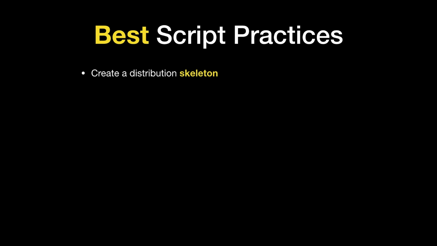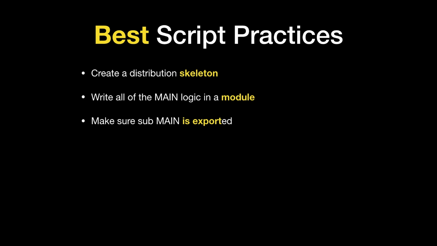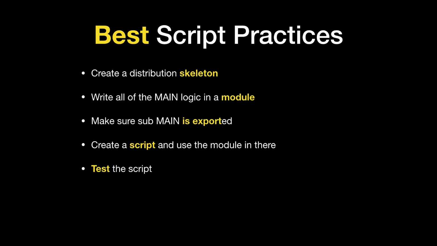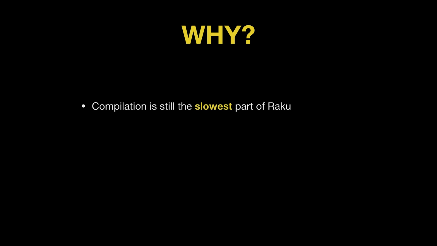So what I think are the best script practices: you need to create a distribution skeleton, write all of the main logic in a module, make sure that sub MAIN is exported, create a script and use the module in there, test the script, install it with Zef, so you can actually use it everywhere on your system, and you're basically ready for production. So why would we take this approach? Why would we do it so difficultly?